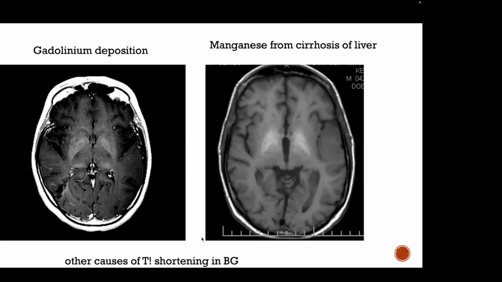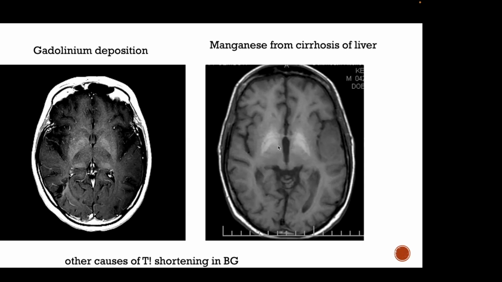These are two examples from different cases. This is a case of gadolinium deposition. And as you know, particularly the ionic forms of gadolinium can be deposited in the brain in a characteristic pattern. It tends to involve the basal ganglia, and you can also see some in the midbrain.